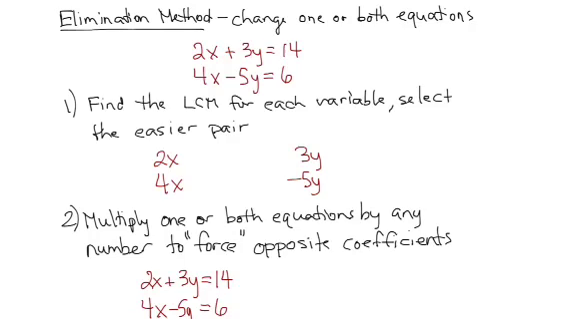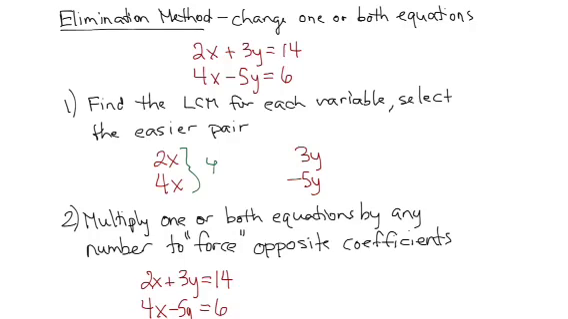So the first thing we have to do is find the least common multiple for each variable. All right, then select whichever pair looks easier. So for example, for 2x and 4x, my least common multiple would be 4. Well, that'd be easy because one of those numbers is already 4. And it'd be pretty simple to turn a 2 into a 4 with either times by 2.